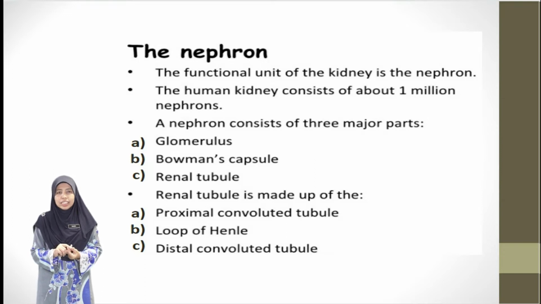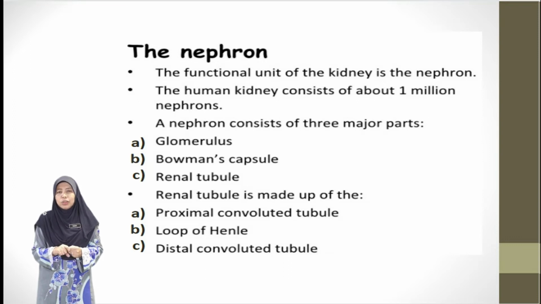Our kidney consists of millions of nephrons. The nephron is the basic unit of the kidney. The structures of the nephron consist of, the first one is the glomerulus, the second one is the Bowman capsule, and the third one is the renal tubule. The renal tubule consists of the proximal convoluted tubule, the loops of Henle, and the distal convoluted tubule.